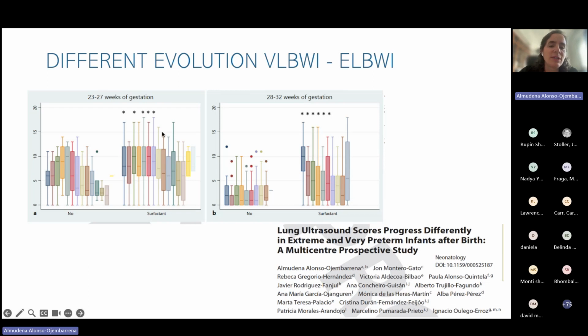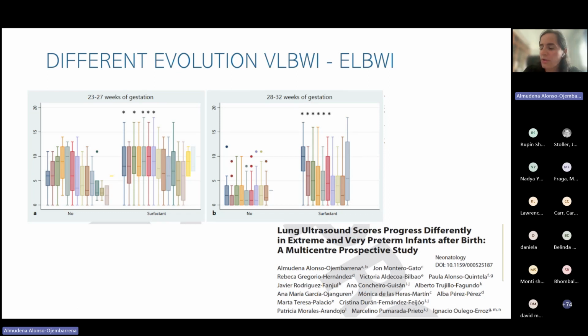However, infants born before 28 weeks do have increasing values of lung ultrasound score until 1 month, 1 month and a half, with a decrease afterwards. But those that don't need surfactant, those that don't have severe RDS, do have an increase of these values of lung ultrasound score at about 2 to 3 weeks of life. And it's 1 month or 1 month and a half when they begin to decrease afterwards.